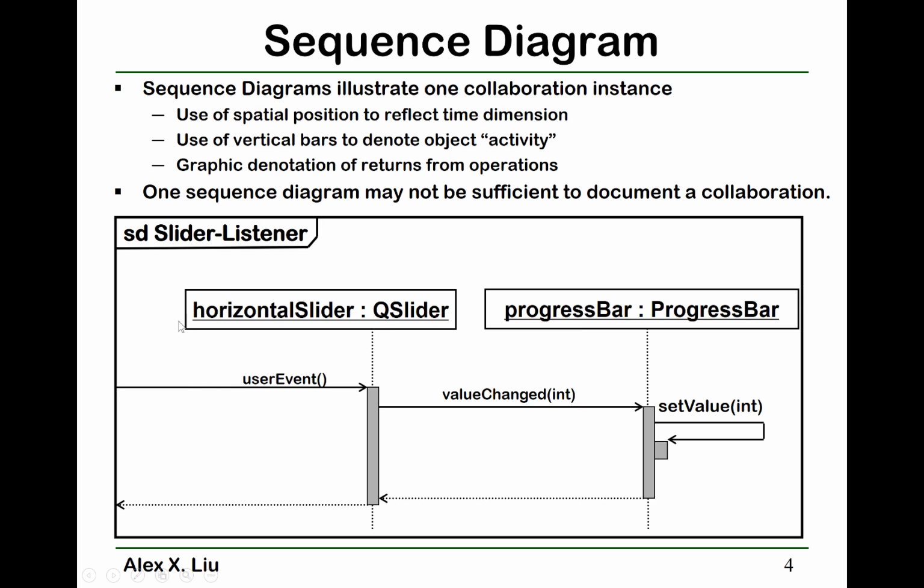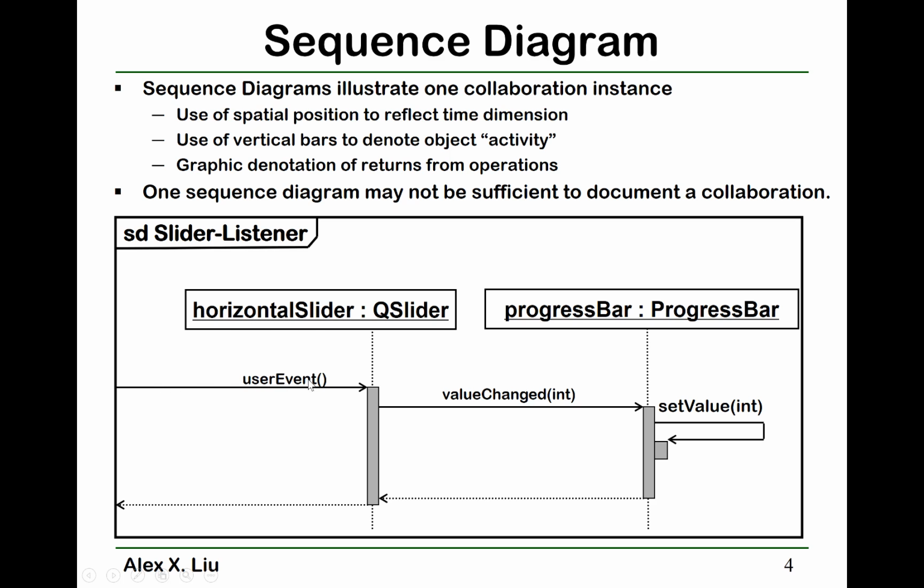So here we have two objects. You first draw two rectangles, and you put the object name, colon, object type, and underline. That's one object. This is another object, and then you draw the dashed line underneath each box that represents time. And then to trigger the collaboration among the objects, you need to have some event, and typically this event is a user event. For example, the user drags this horizontal slider bar, so there's a user event.